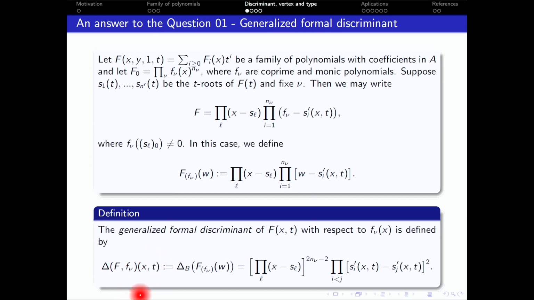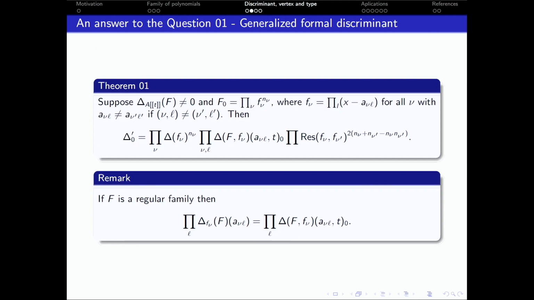So the generalized formal discriminant is defined as the formal discriminant of this polynomial, this polynomial in this variable. This is the constant term, the coefficient, if you wish. And this other part is the decomposition of W as a product of roots. So this is the formal expression of the discriminant.